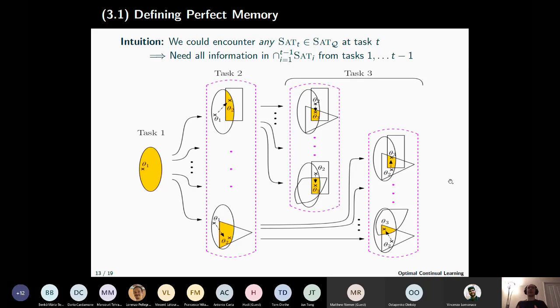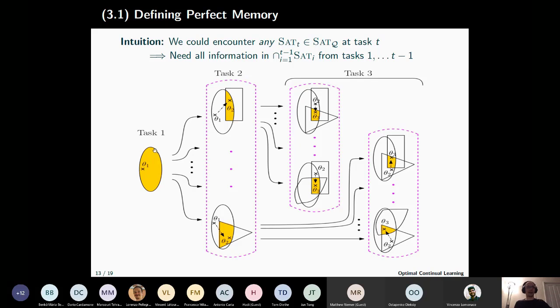And for this, it's useful to go back to this picture I showed you at the beginning, where you were navigating a tree structure. Because the finding we'll basically produce will show that as you move forward in time, you cannot afford to forget about parts of the satisfiability set intersection that came previously.